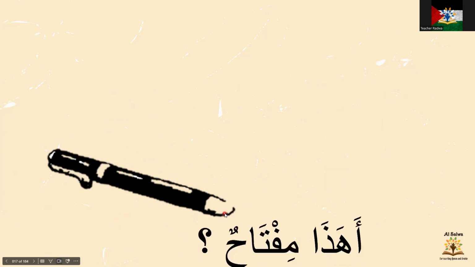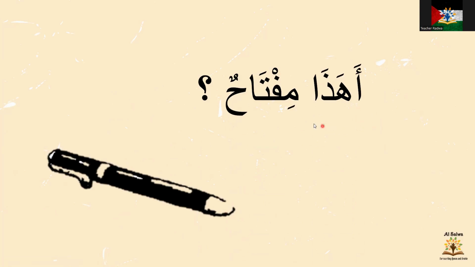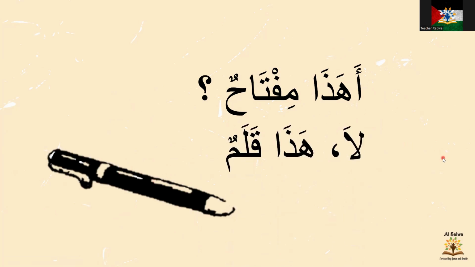Good job. Next one. Before we say the question, do you remember what a pen is in Arabic? It was قلم. The question is, أهذا مفتاح? Is this a key? Because hamza is for questioning. هذا means this, and مفتاح means a key, not a pen. So should we say نعم or لا? Good. We say لا. لا هذا قلم. No, this is a pen.